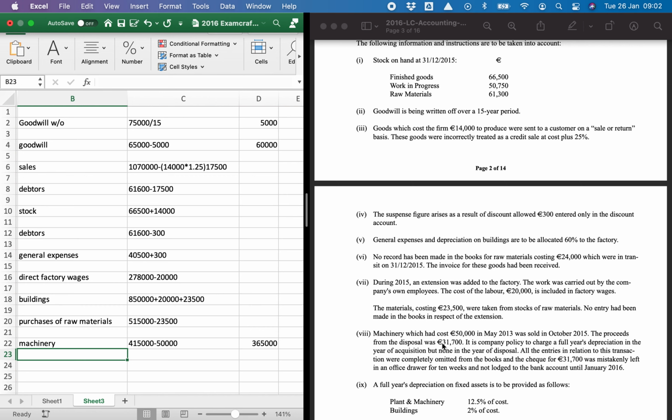It's company policy to charge a full year's depreciation in the year of acquisition and none in the year of disposal. So when we're going to the depreciation, we don't have to go 12.5% of 415 by whatever months and 12.5% of 365 by whatever months, because we're not charging any depreciation on the 50,000 one this year. So you don't charge any in the year of disposal. You just have to be careful of that. So the depreciation charge for the year is 12.5% of 365.